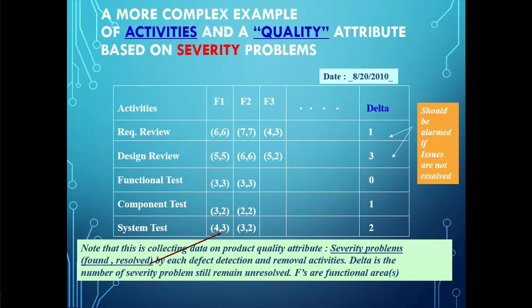This is also an example of activity-based data collected and the quality attribute. The data is based on severity problems with the found and resolved issues for each activity through different functional areas. Deltas means the number of issues that are still unresolved, which could trigger an alarm and a need for an action plan. In this type of example, we are not comparing planned versus actual, but we are looking at an attribute that is related to many activities and needs data collection and monitoring.